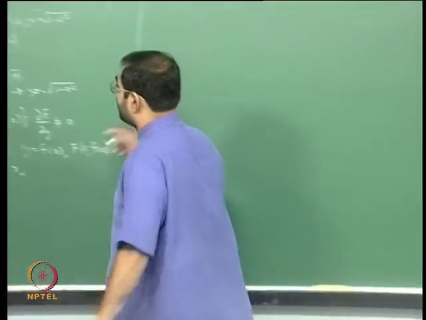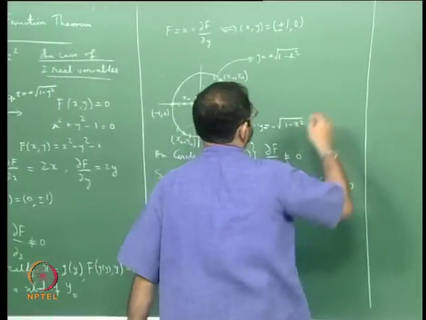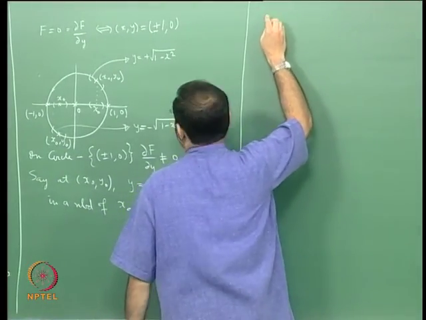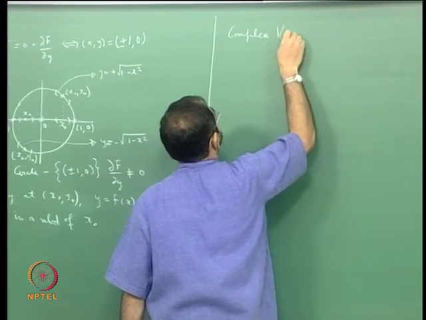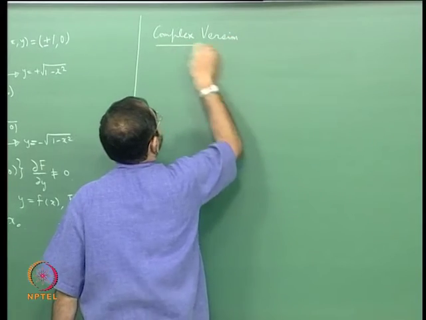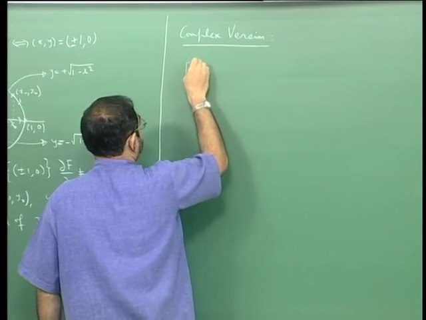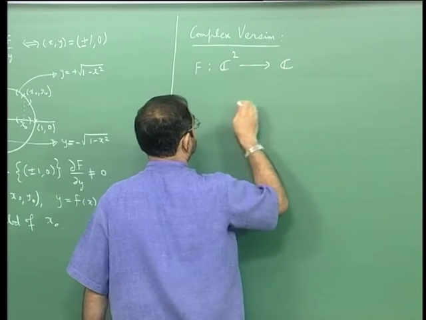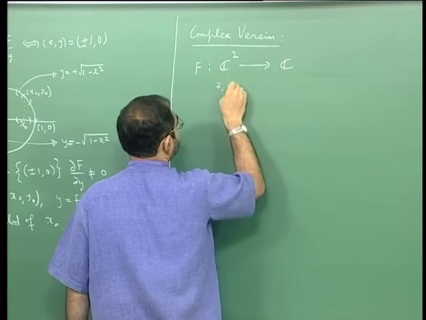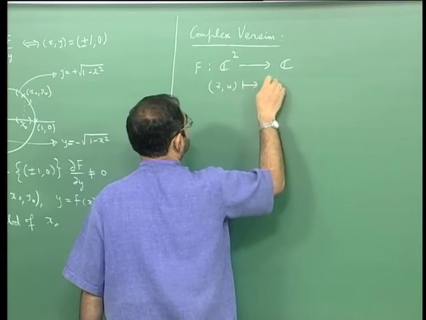Okay, so let me go ahead with the complex version. So what I'm going to do is I'm going to take a function F from C2 to C, written as z comma w going to capital F of z comma w.